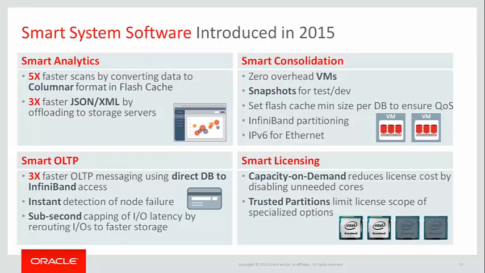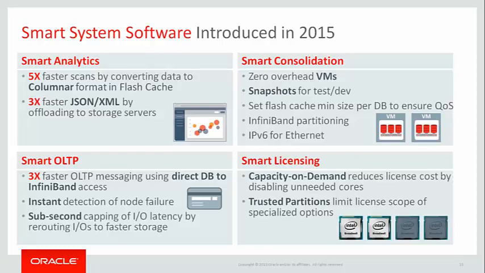We also introduced, even before we introduced OVM, InfiniBand partitioning that allows you to tie the database servers and the storage servers with a P key, and it will allow you to provide isolation between workloads that some of your applications may need. This is very important for compliance reasons like PCI compliance, and that's a useful feature for that. IPv6 for Ethernet was introduced recently as well.